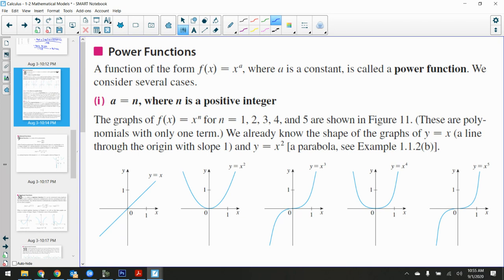Okay, so power functions. Power functions. This bell rings at 11, right? Okay, I'll talk about power functions and that'll be it.